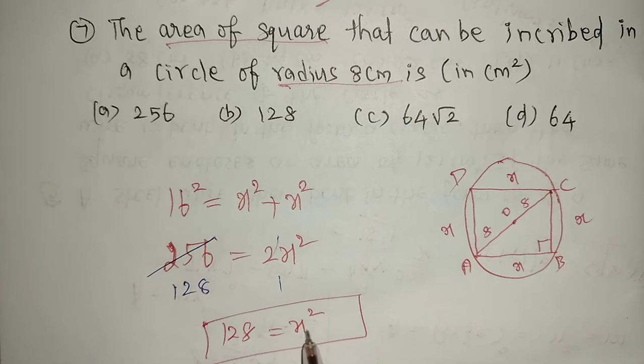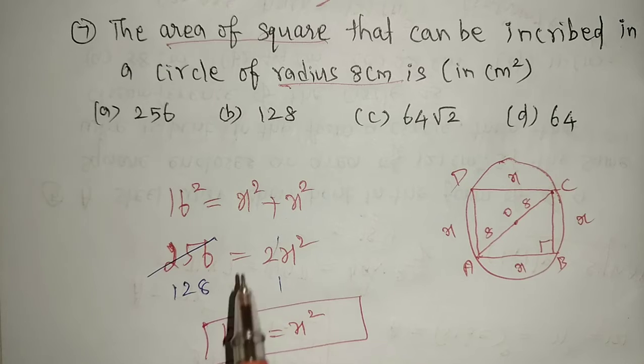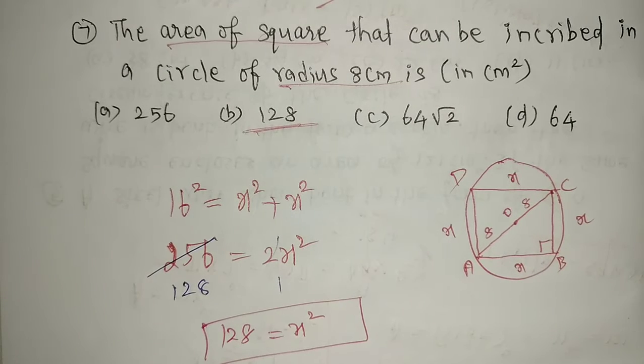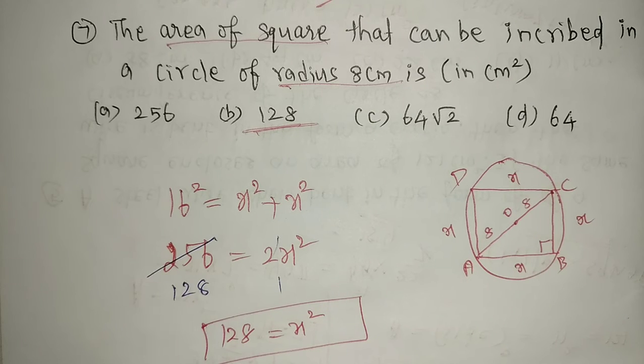So x square, in the sense what? This is side square. Side square is the formula for the area of a square. So the area of the square is equal to 128. Option B. That's it. So if you understand the question, then we will go in a simple manner. In mathematics, always read the question, understand the question, then apply the answer. Definitely you will get the answer.